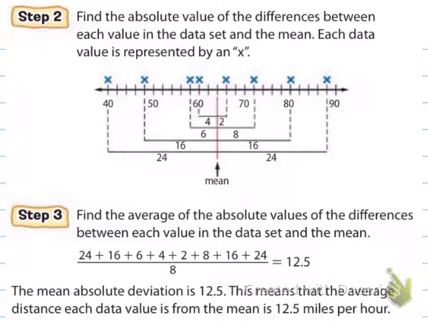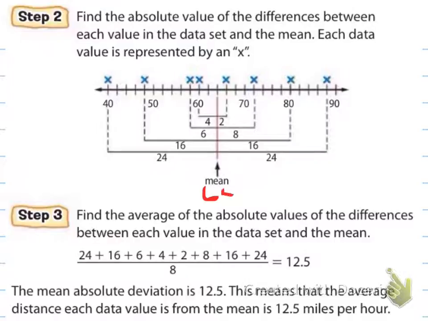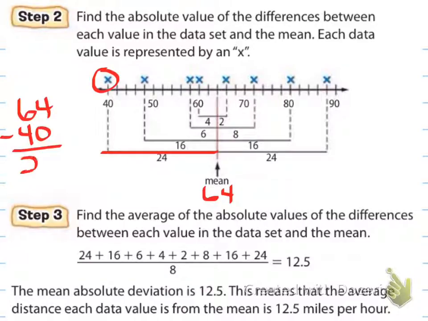Step 2 says find the absolute value of the differences between each value in the data set and the mean. So we just found out that the mean was 64. What we're going to do is find the absolute value of the difference between each value in the data set and that mean. So for instance, we have one value that is 40. To find the difference between 40 and 64, I'm going to do 64 minus 40, and I get 24. And so that's one of my values.